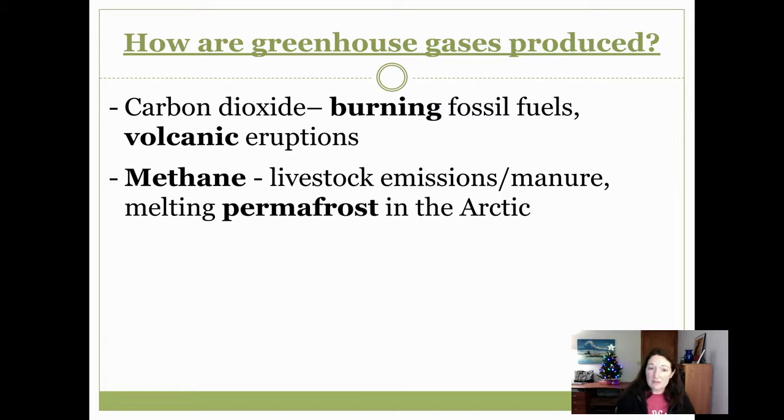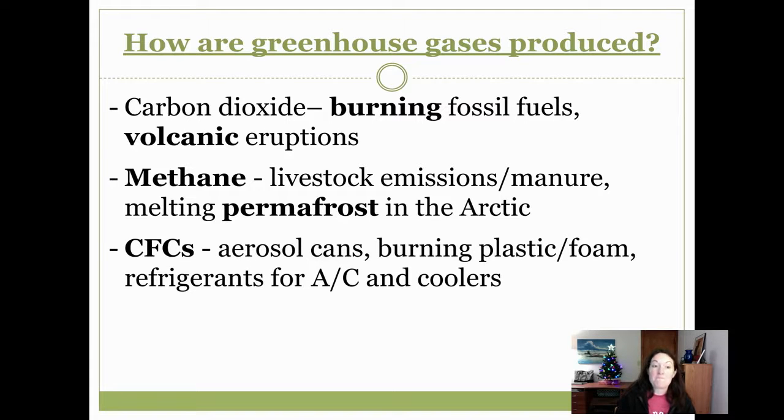But we are also seeing a lot of methane being released from permafrost that is melting in the Arctic. So as it gets warmer and this permafrost melts, all the methane gas that was trapped in that permafrost is now being released into the atmosphere. So that's just increasing the warming effect of that greenhouse gas.